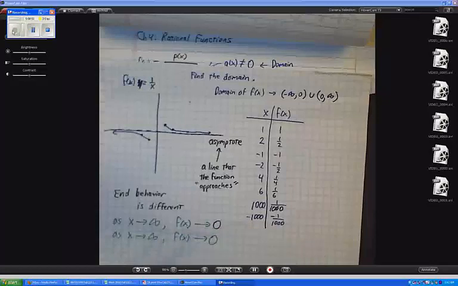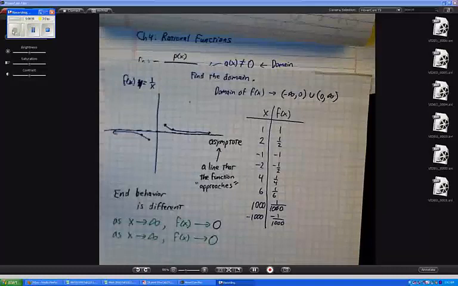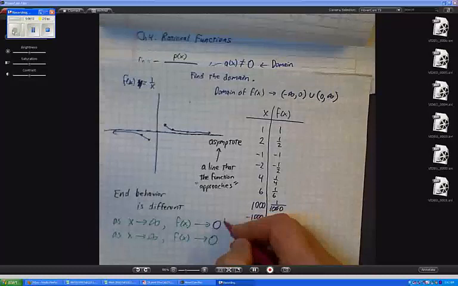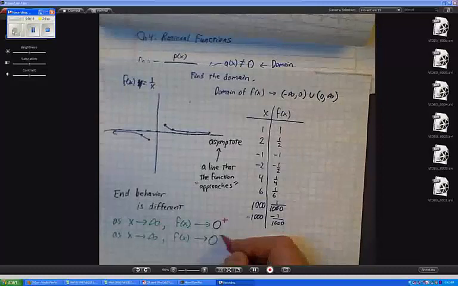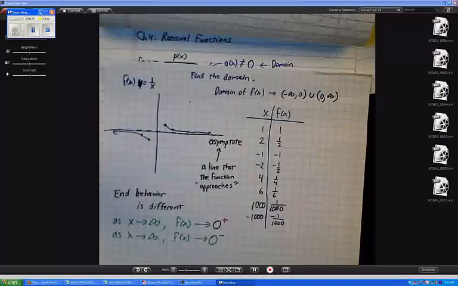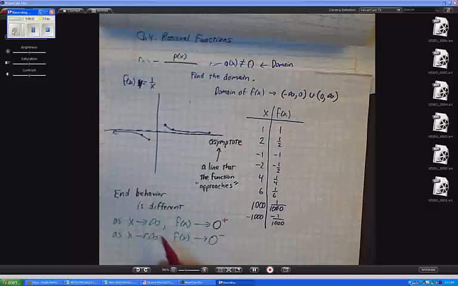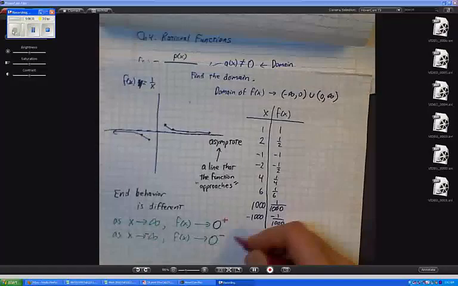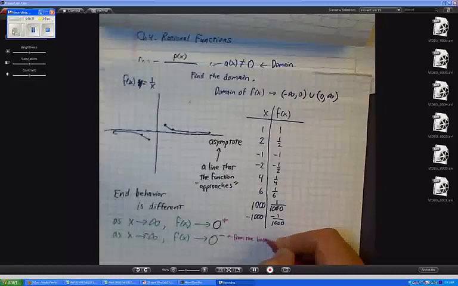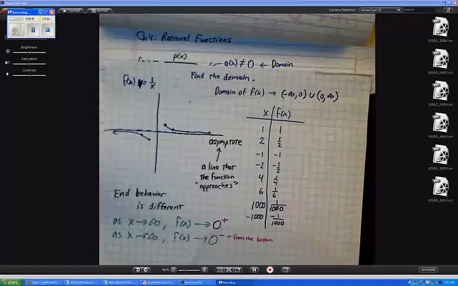And your authors, they make a distinction here. You're going to see this in the answers. You're going to see, well, f of x approaches 0 from the top. We're going to put a little plus sign there. Or f of x approaches 0 from where? The bottom. Yes, thank you. As x approaches negative infinity, f of x approaches 0 from the bottom. Thanks, Dan. So that little sign means from the bottom. Or from the top. So the end behavior is going to be different than what we saw for polynomials.